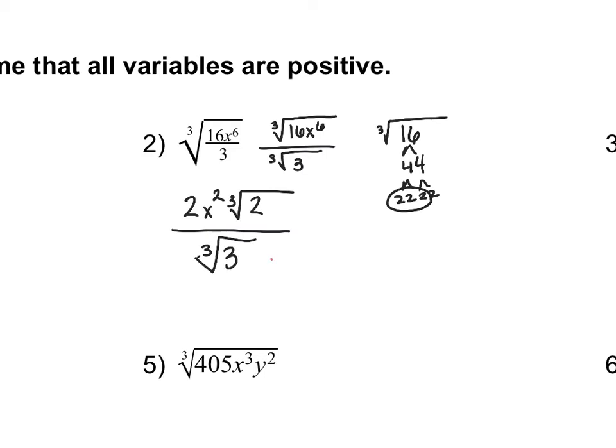So now we're going to multiply the top and bottom by the cube root of 3 squared, because now we have 3 to the third power. So my final answer would be 2x squared cube root of 18 over 3. Final answer.